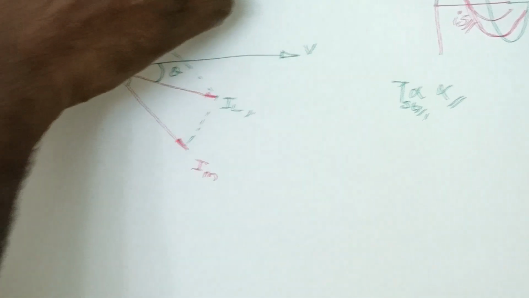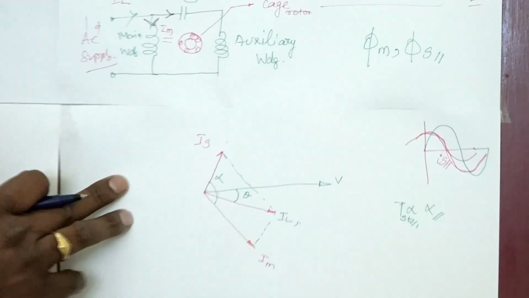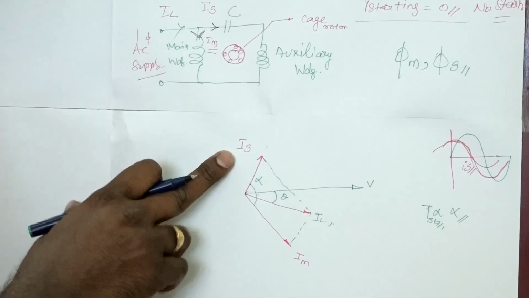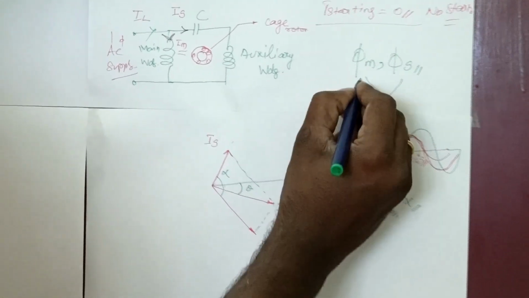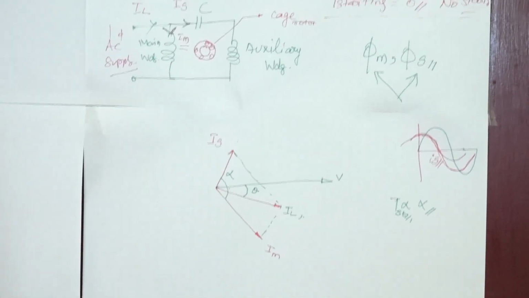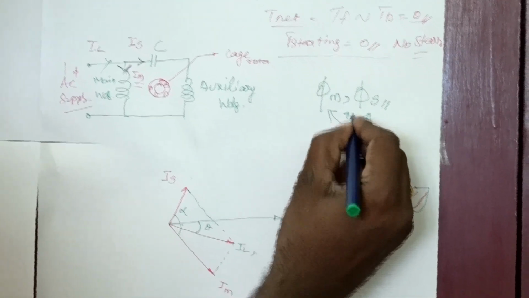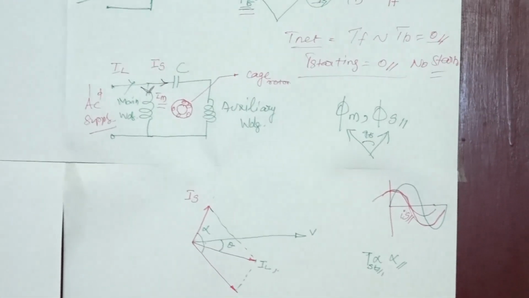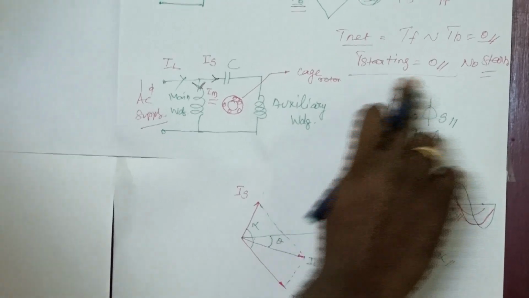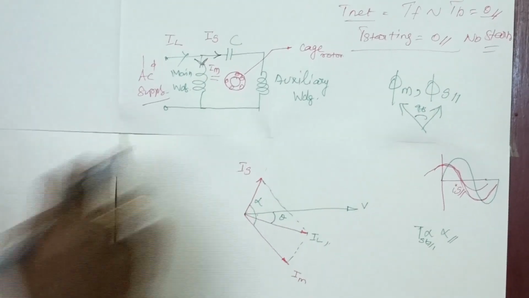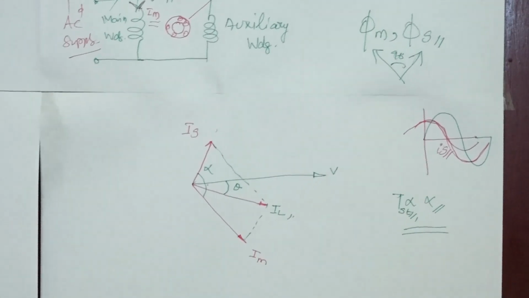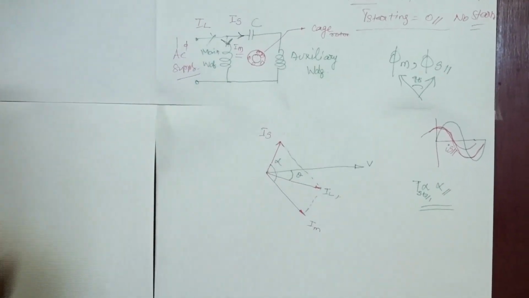Because, as I told you, we are having a phi_m because of the main field current and a phi_s because of the starting field current. Now we are having two different fluxes with a phase difference of 90 degrees. Because of this, a revolving magnetic field will develop. Due to the revolving magnetic field, we are getting the starting torque. This is what is implemented here. By the way, we are getting the starting torque for the machine, after which it starts to rotate.